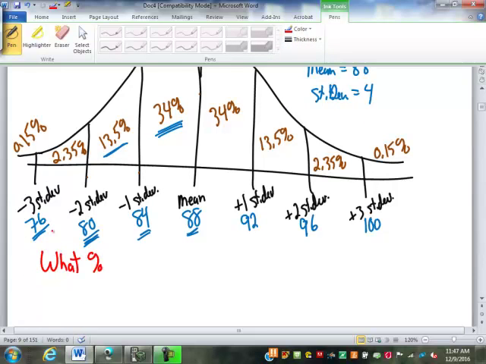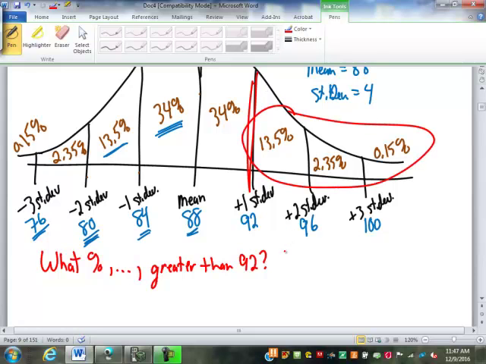So, what percent of students would we expect to be greater than 92? Well, here's 92. Add up all those percents, it should add up to 16%.